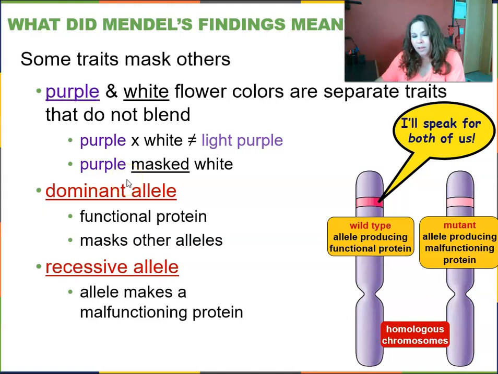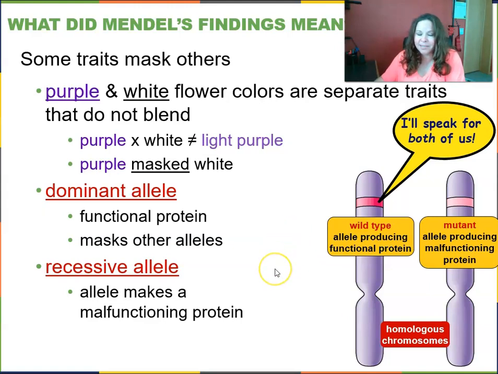Instead, the purple was able to mask or hide the white version. Even if an individual was carrying both alleles, the purple hid the white ones. We call the one who's able to do that the dominant allele. It's the one who is making the functional protein and masking the other alleles. The other one is called the recessive allele. It gets hidden or masked or covered up.